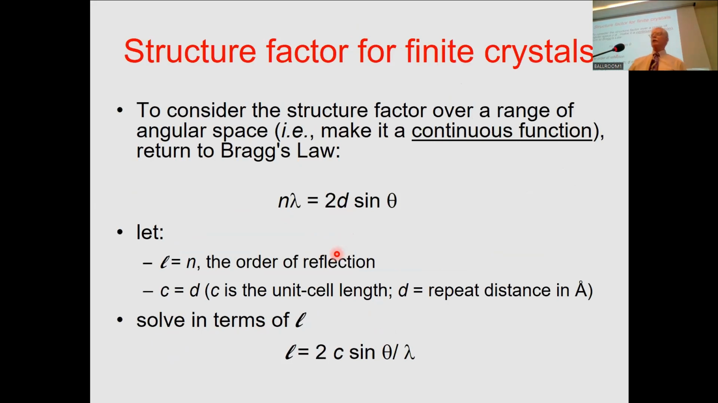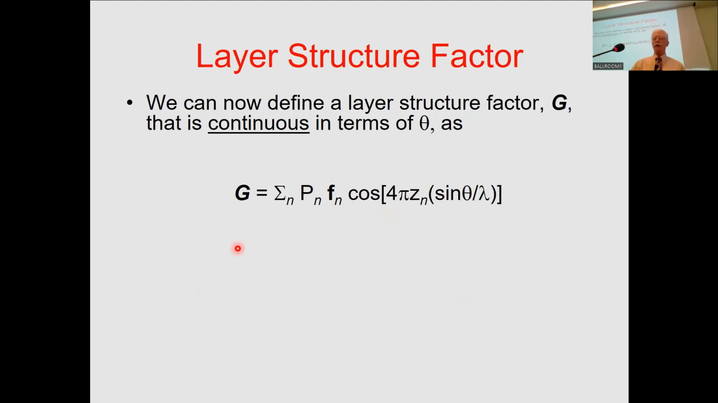So if we want to now start talking about the structure factor for finite crystals, we need to consider the structure factor over a range of angles. So we have to throw out Miller indices. No longer will we have a value only at the diffraction position. In the book by Moore and Reynolds, there is a very nice treatment of this, but essentially we just recast the equations using Bragg's law, and we can define a layer structure factor, which normally we call G, and this now is continuous in terms of theta. So we allow it to exist anywhere.